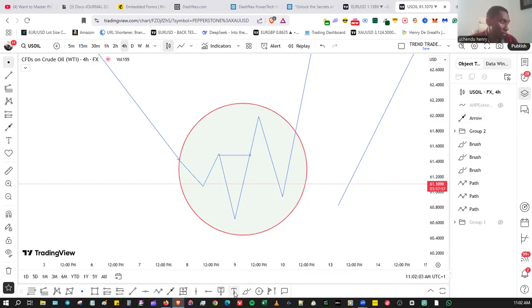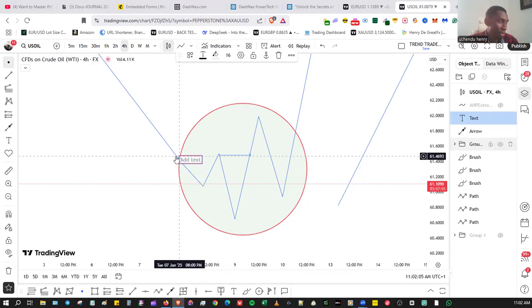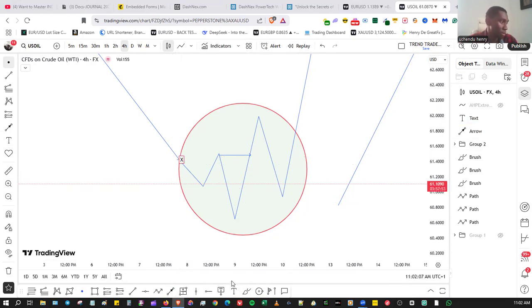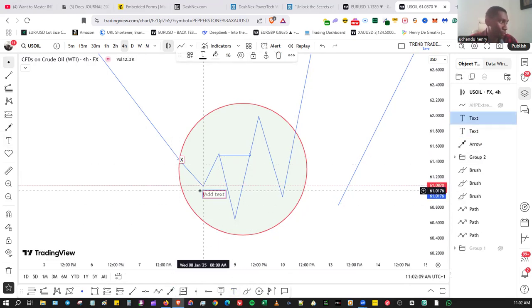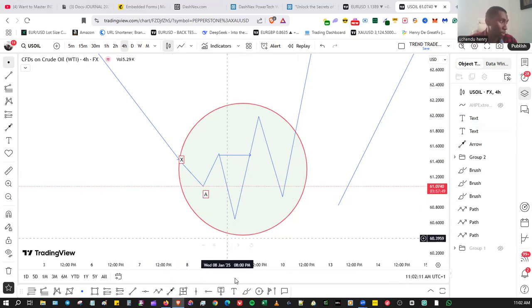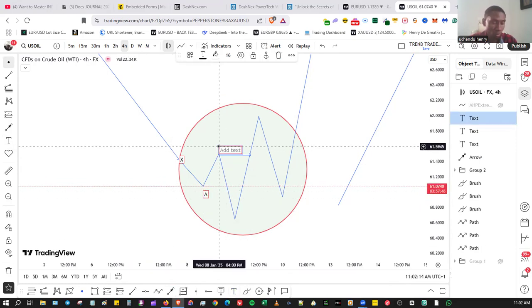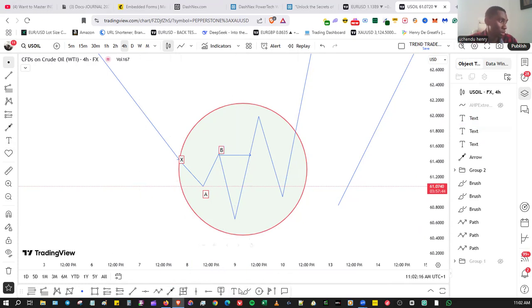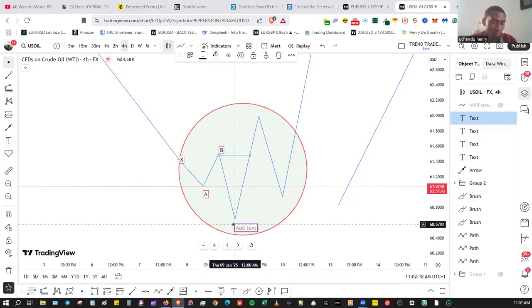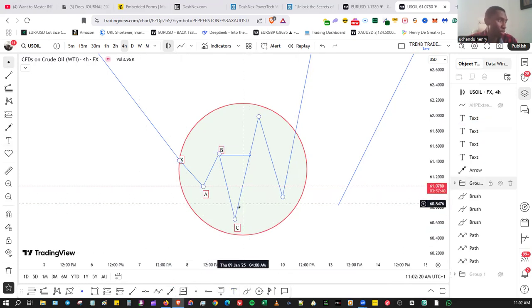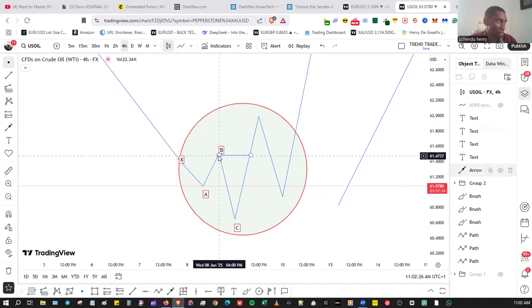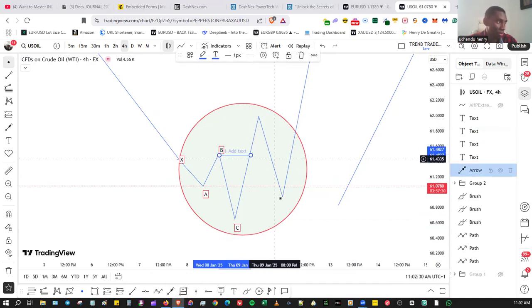Okay, so we'll have this could be X. This is A. This is B. This is C. We want to see price pushing to the upside, taking out this high, which is, of course, a high, and then coming back into this place.